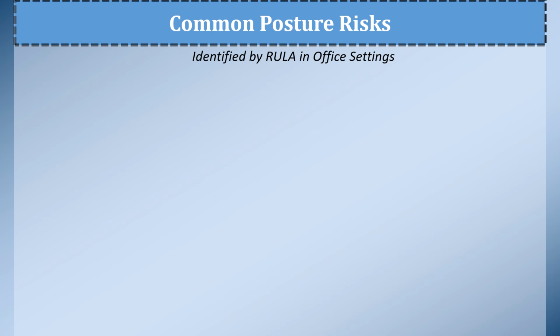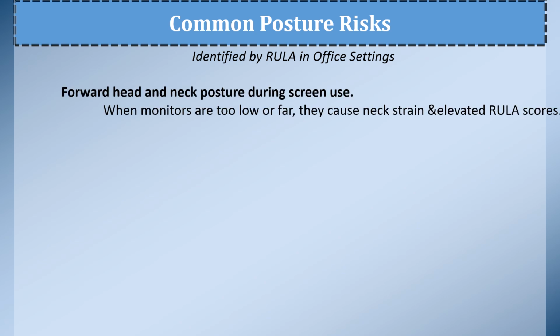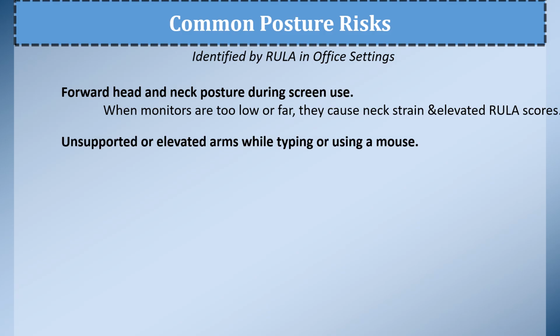Common posture risks identified by REBA in an office setting. Forward head and neck posture during screen use. One of the most frequently observed risks is forward head posture. When users lean toward screens that are not at eye level, it creates tension in the neck and shoulders, increasing REBA Group B scores and long-term MSD risk.